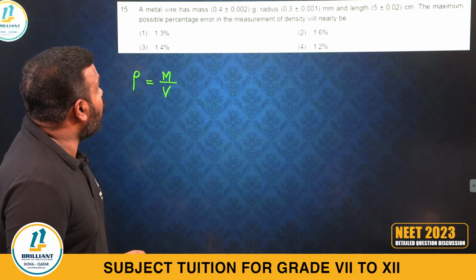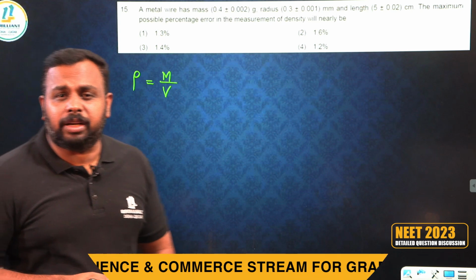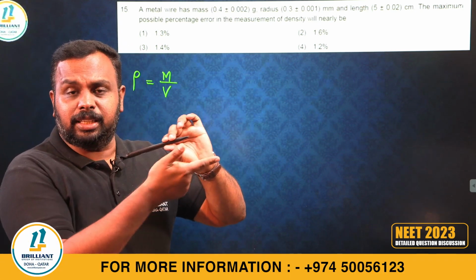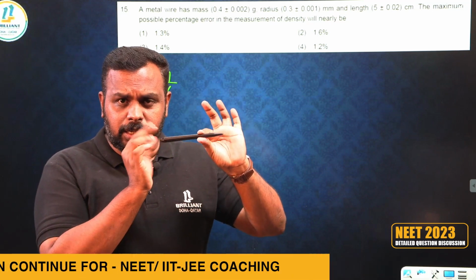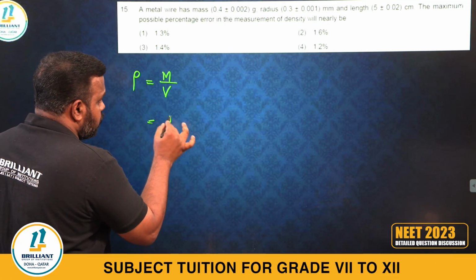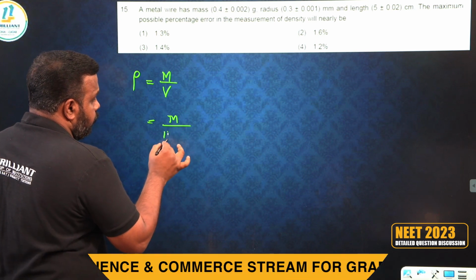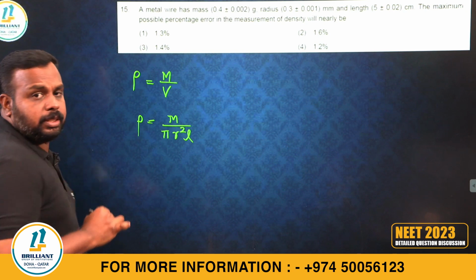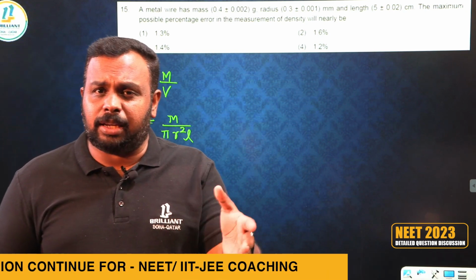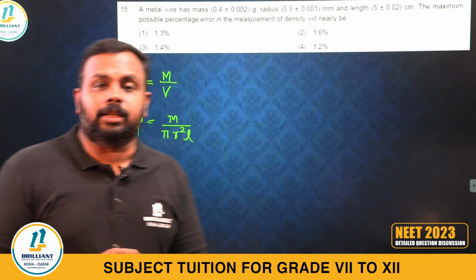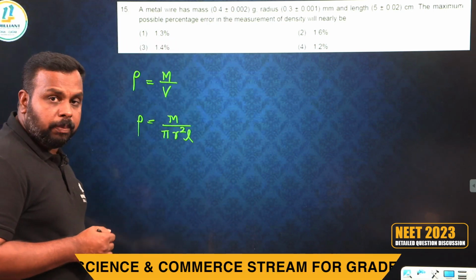Now it's a wire. So how can you find the wire volume? A wire is just like a cylinder. So volume will be base area into length, where r is the radius, so base area will be pi r square. So we can write rho equals mass divided by pi r square L. This is the formula for the density. Pi is a constant. We are calculating the error, remember, not the density value. Percentage error, right? Okay, so hope you remember the formula.